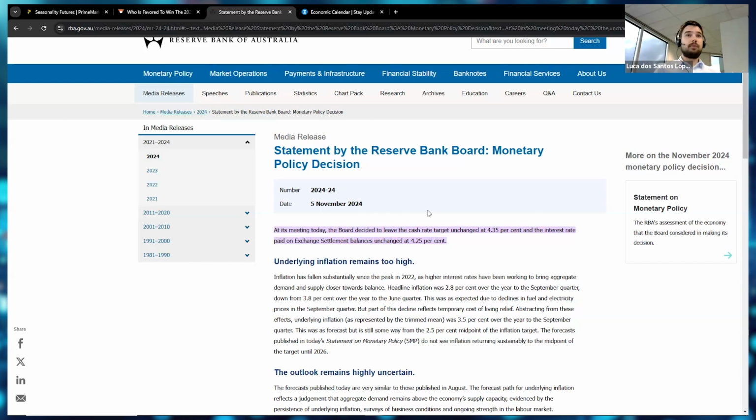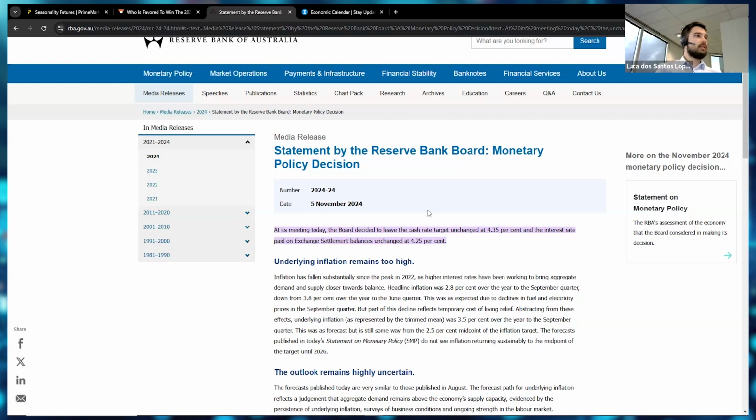Now, just talking about the persistent underlying inflation. So despite the reduction in the headline inflation, as I was talking, the underlying inflation rate remains at 3.5%, which is above the target range midpoint of 2.5, suggesting to us that the inflationary pressures are still present and that the economy is not yet operating within the desired stability. Okay, so that's pretty much all I want to talk about it.